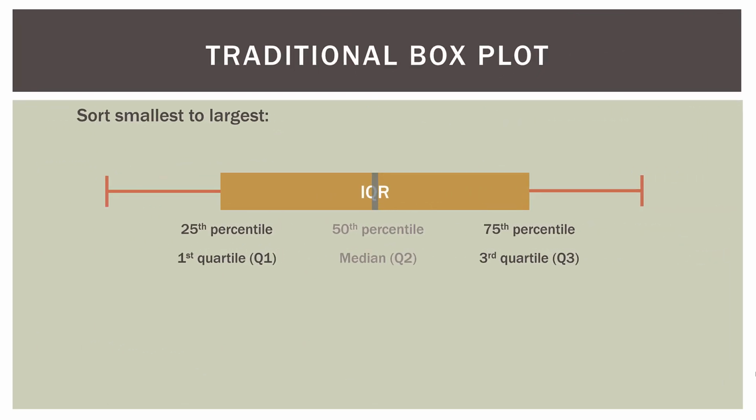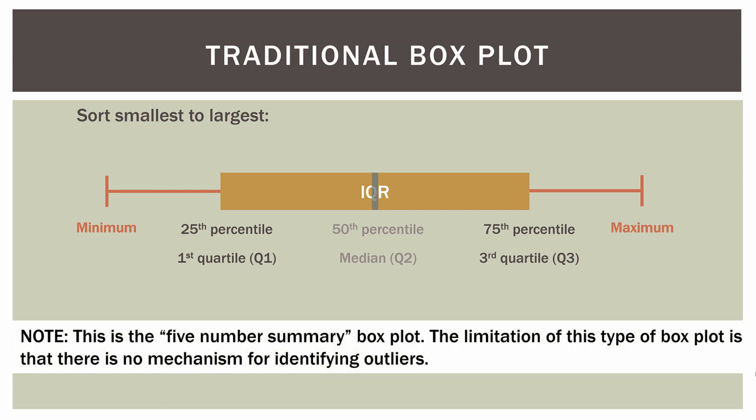So finally, here is what a traditional box plot is. Everything else is the same, except the whisker boundaries are just the minimum and maximum value of the data set. So we would call this the 5-number summary box plot. It's based on the 5-number summary, which is the minimum, first quartile, median, third quartile, maximum. Now, a limitation of this type of box plot is that there's no mechanism for identifying outliers. Since we define the whiskers as the minimum and maximum, it's going to encompass the entire data set no matter what.